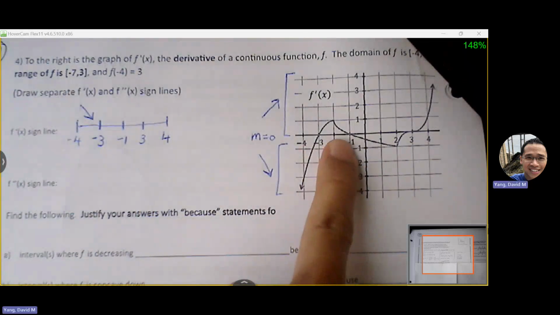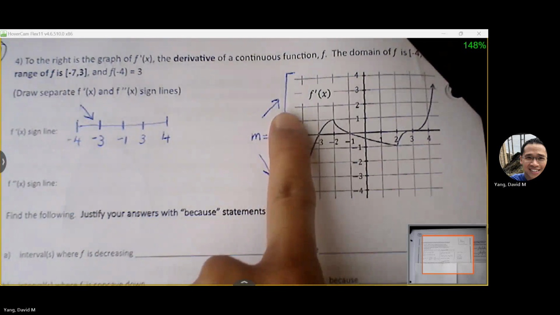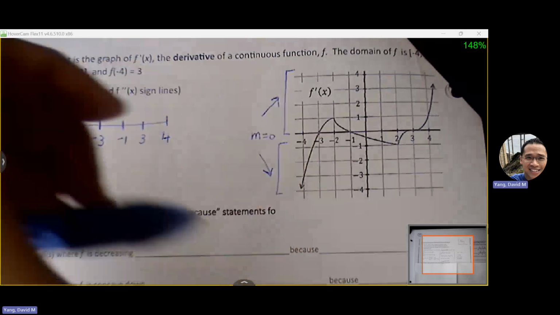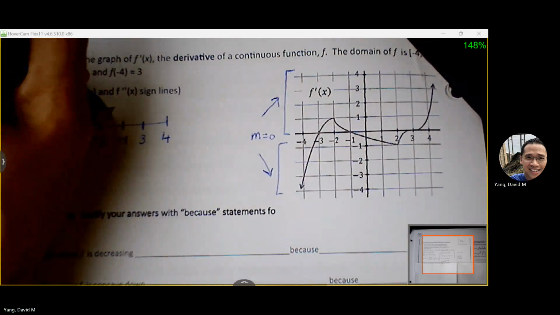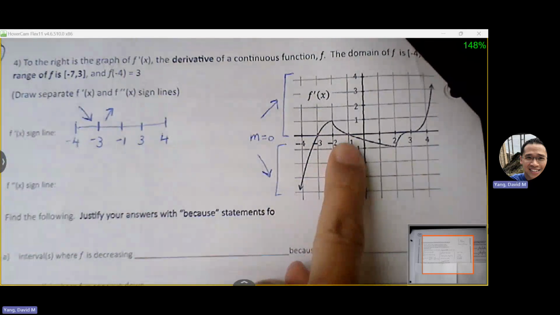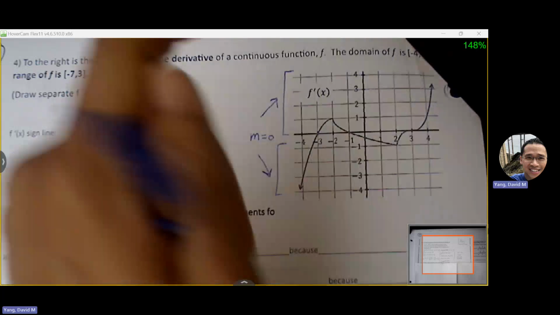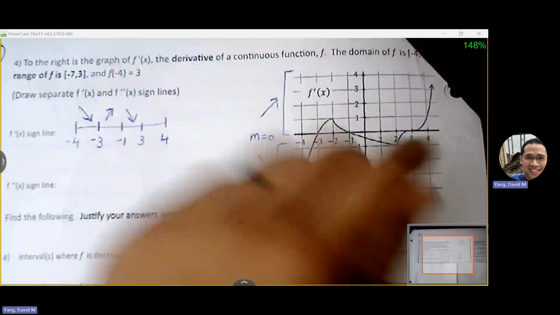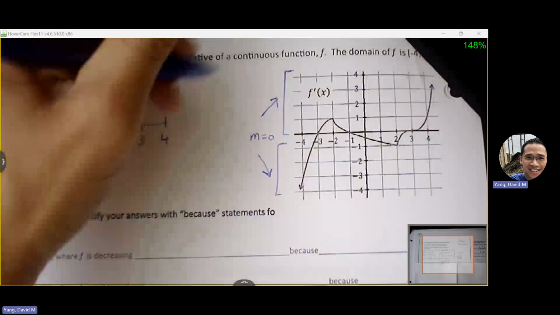Between -3 and -1, clearly above the x-axis, that's going to translate to a positive slope. Between -1 and 3, below the x-axis, so negative slope. Between 3 and 4, above the x-axis, positive slope.